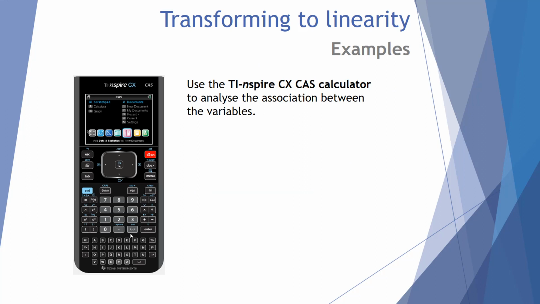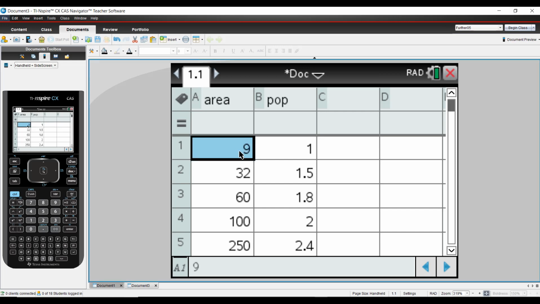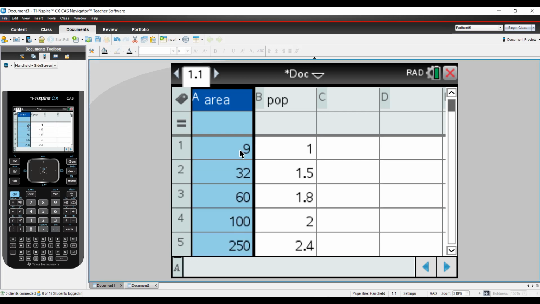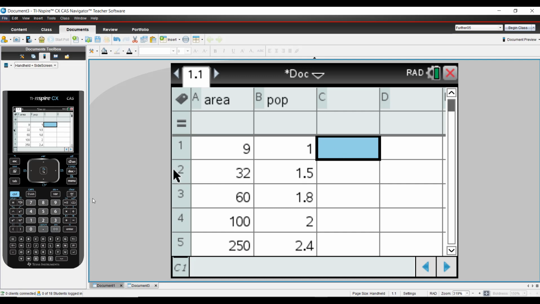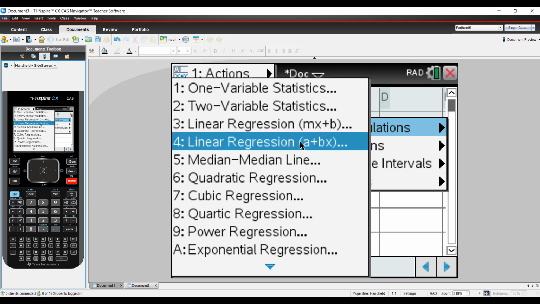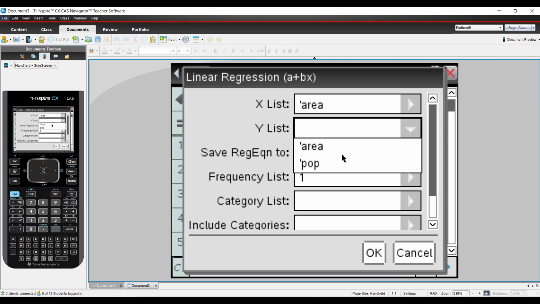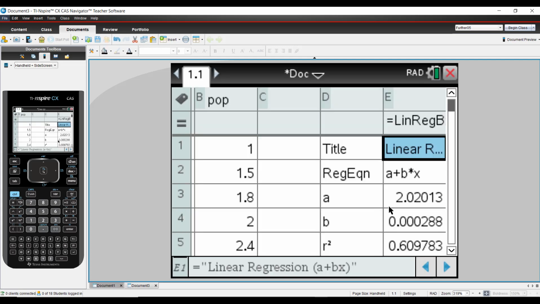So for this, we'll turn to the TI Inspire CX CAS calculator to make our calculations. We have our data already populated here for the area and population. So it's the data we started with, the area in kilometres squared and the population in thousands. So first of all, let's perform a linear regression. Menu, stats calculation, and linear regression, y equals a plus bx. Now we have to inform the program that the x was the area and the y was the population. And that returns our information here.